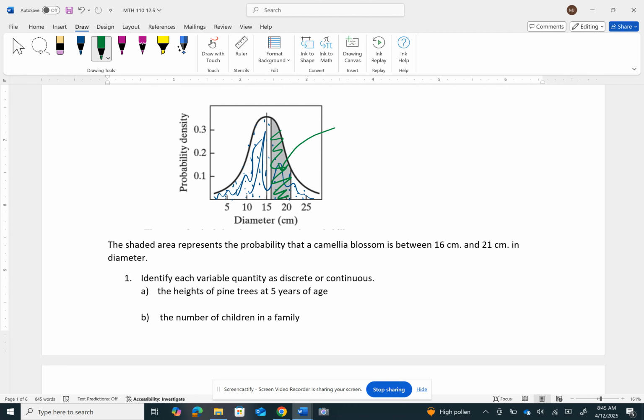All right. So let's think about whether something's discrete or continuous. The heights of pine trees at 5 years of age, that would be continuous. But the number of children in a family, you can't have 1.5 kids, so that would be discrete.